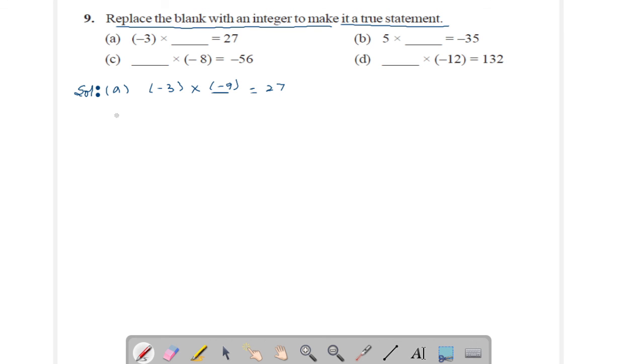Then B part, it is 5 into dash equal to minus 35. What will come in the dash? 5 into minus 7.